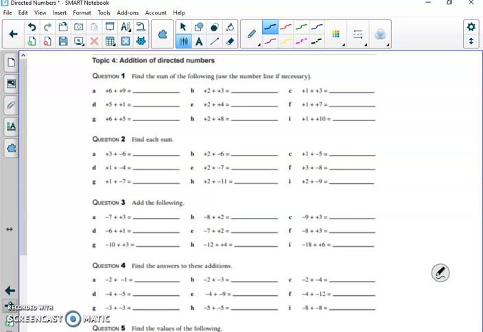Now the next one is just asking you to do some addition problems. It looks a little confusing when we have plus plus.